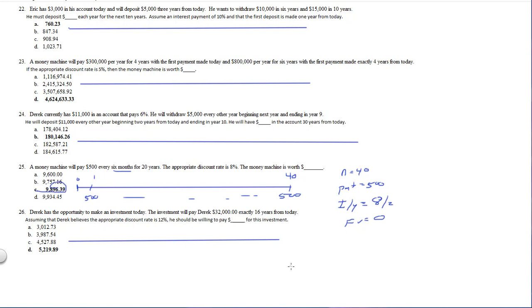This one, 26, is like one of the earlier problems. Year 16. So the value at year 0 is the value at year 16, the 32,000, divided by the 1.12 to the 16th, which is right here.